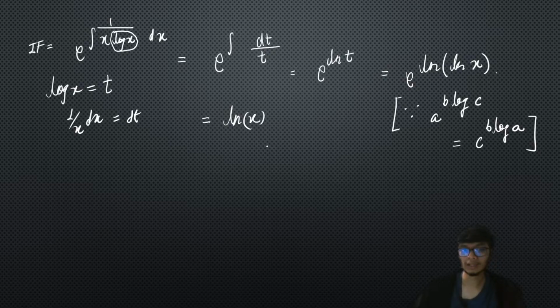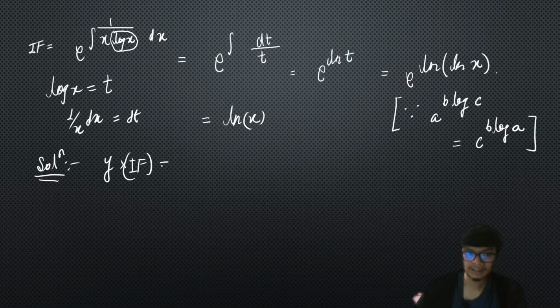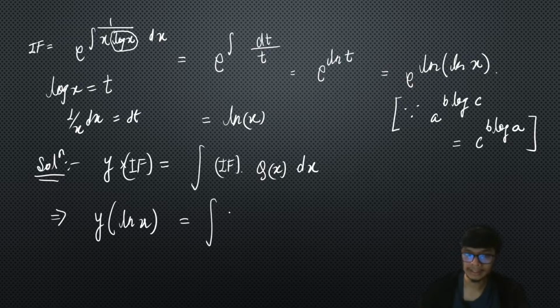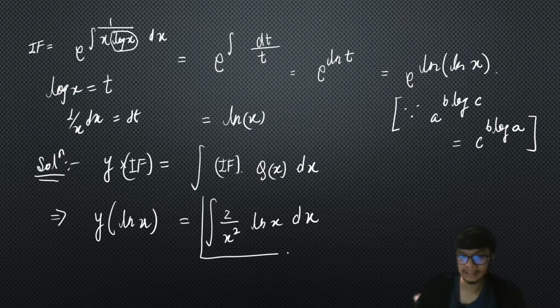log of x, right? Now your ultimate solution to the first order linear differential equation is y into the integrating factor is equal to integration of integrating factor into q of x dx, right? If we just solve it, we get the solution as y into natural log of x is equal to integration of 2 upon x square natural log x dx. Now your part is to solve this particular integration.